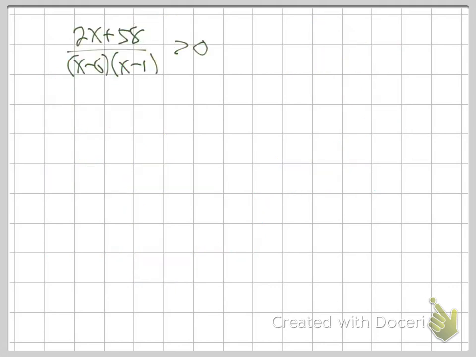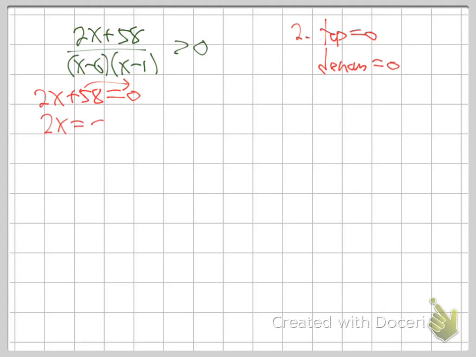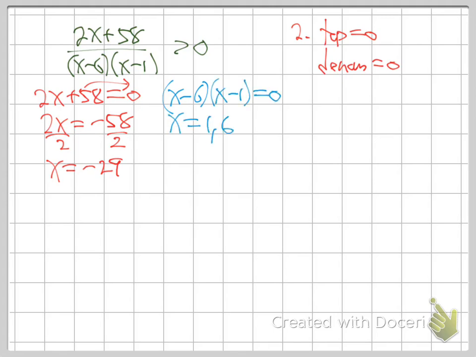Okay, so now step 2. Step 2, the top equals 0 and the denominator equals 0. Whatever makes the top 0 and the bottom 0, those are going to be important pivotal points on the graph. So let's take the top equal to 0, just the top, and solve first off. Negative 58 divided by 2, minus 29. And then the denominator equal to 0. You can see that's 1 and 6, huh?